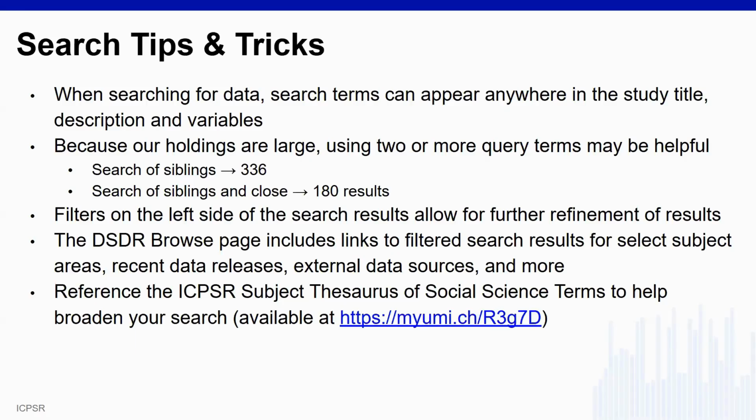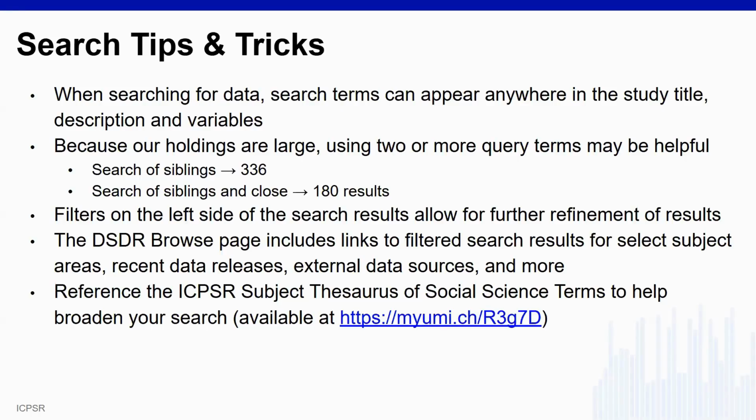I've also mentioned filters being available on the left side of the search results display. I would definitely use those to try to further refine your search results. I also want to mention the DSDR browse page, which can be accessed from the search holdings menu of the main navigation. This page includes links to filtered search results for select subject areas, recent data releases, external data sources, that's the study level metadata, and more. And this can be a good starting point for a search.